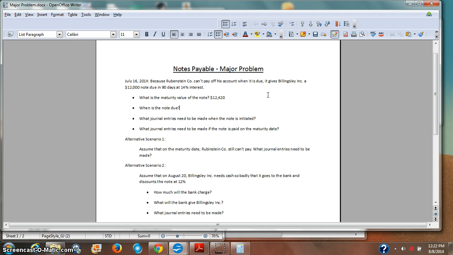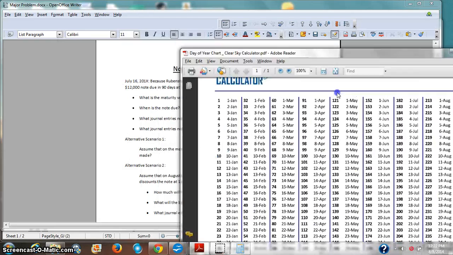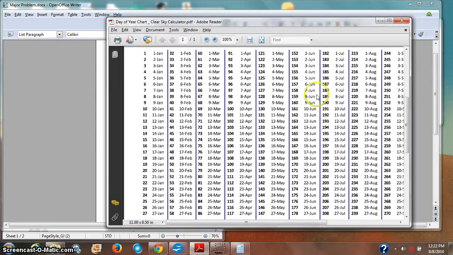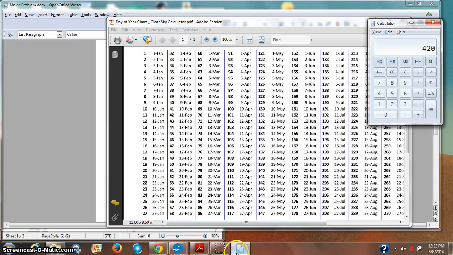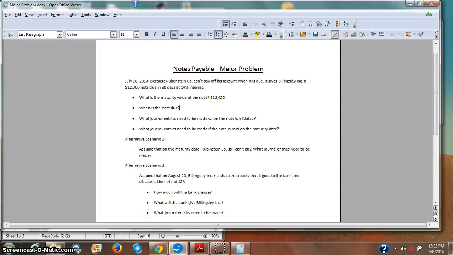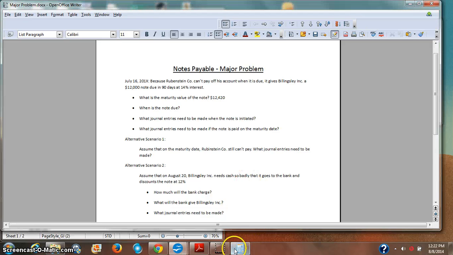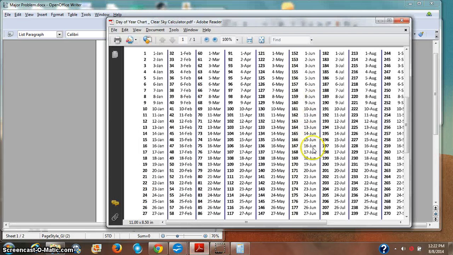Now we can ask, when is the note due? This is July 12, and again we're going to use our handy day chart. July 12, 90 days afterwards. So let me see here. Here's July 12, 193rd day of the year, plus 12 days. I'm sorry, plus 90 days. It's 283. Yes, 90 days after July. Did I get that right? I'll check that again. Let me be cautious here. I'll be a good accountant.